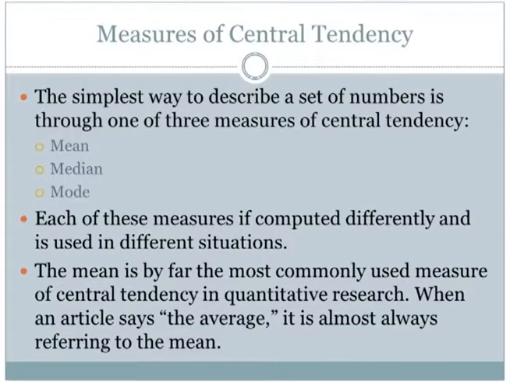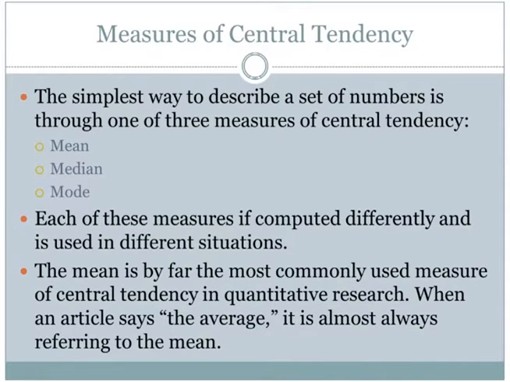Okay, measures of central tendency. So there's a few simple ways to describe data, descriptive statistics. The first is measures of central tendency. This should be extremely familiar to you by this point in your life, so we'll go through it quickly. Mean, median, and mode. Each one is computed differently, and they're used in different situations.